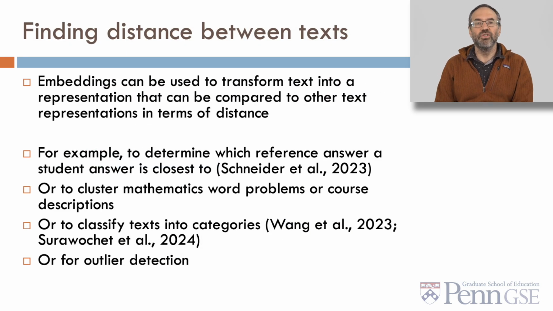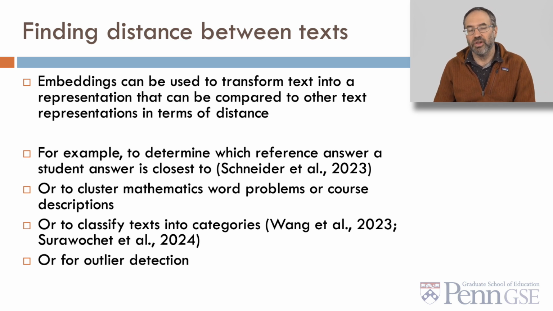Embeddings can also be used to transform text into a representation that can be compared to other text representations in terms of distance. And this has a lot of applications for selecting which text is most relevant. For example, Schneider et al. used it to determine which reference answer a student answers closest to. Other folks have used it to cluster mathematics word problems or course descriptions. Wang et al. and Surawachet et al. have used it to classify text into categories. Folks have used it for outlier detection.